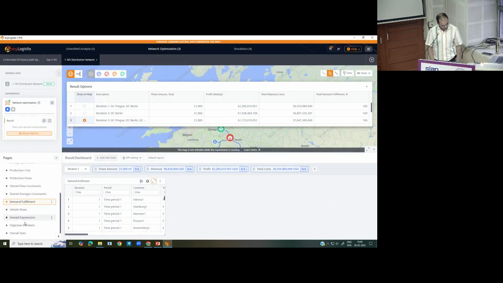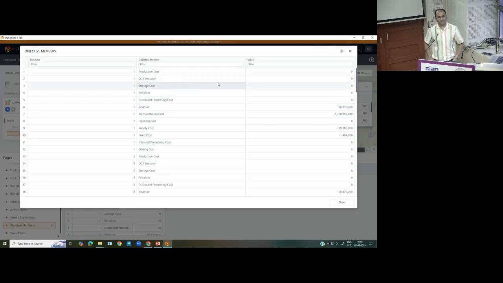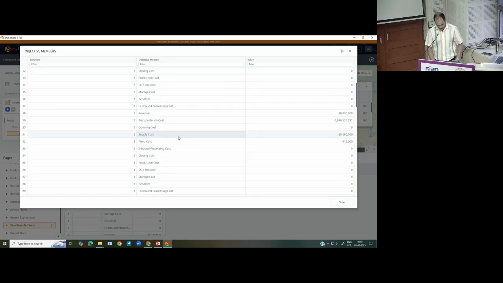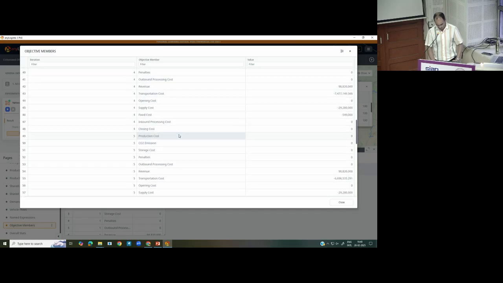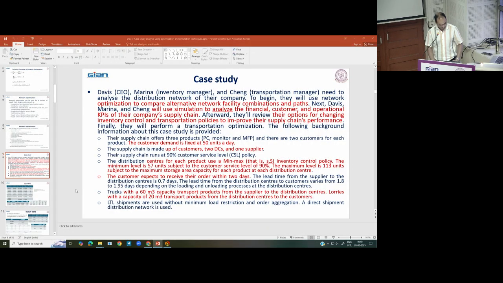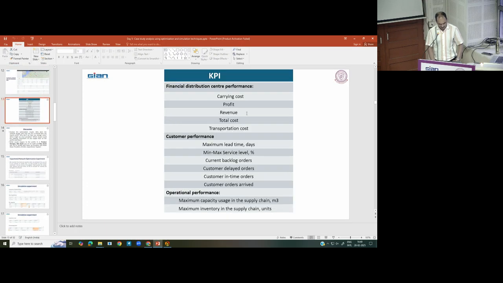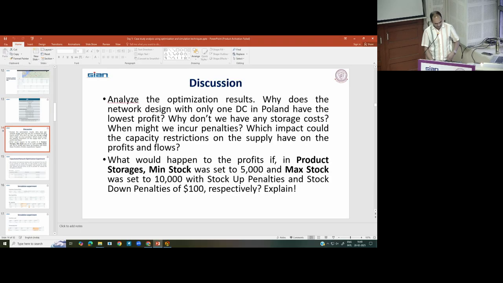Then if you want to see the objective function members, production cost is 0. Why is production cost 0? We are not producing anything. CO2 emission is 0. Storage cost, outbound processing cost is there. Revenue, transportation, supply cost, fixed cost, inbound processing cost, and so on. If you look at the slides, you can see these are the KPIs we consider.